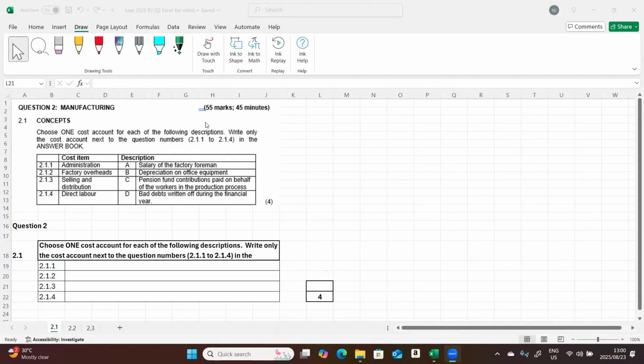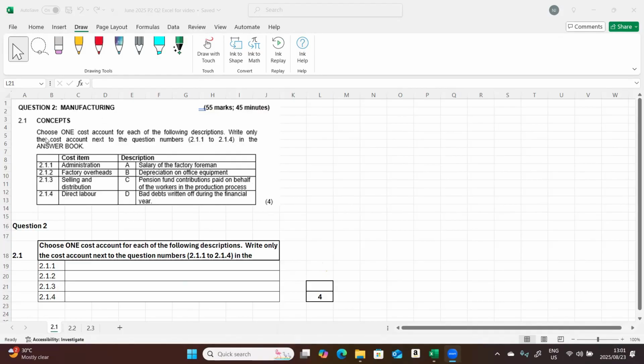Okay, so for this specific paper, manufacturing counted the most marks out of the 150 marks. It counted 55 marks, and the learners had 45 minutes to complete this question. Now, the first 4 marks of question number two were concepts. They are testing your cost accounting concepts or your manufacturing concepts.